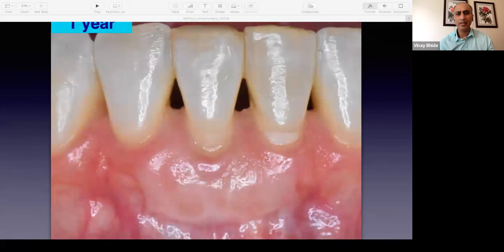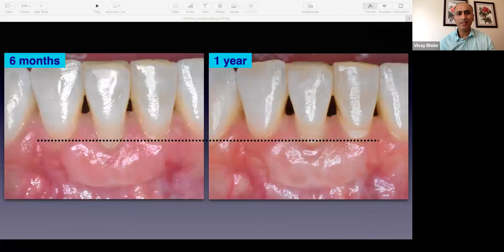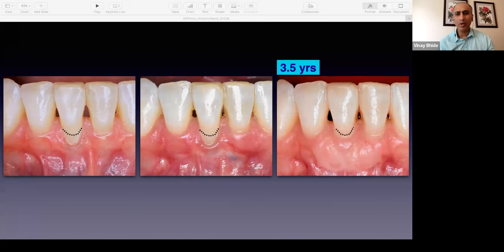And at 1 year, we see continued creep up of this graft, such that even from 6 months to 1 year, we can appreciate that slight amount of creep. And when I look at the 3.5 year follow-up, we almost have complete root coverage.